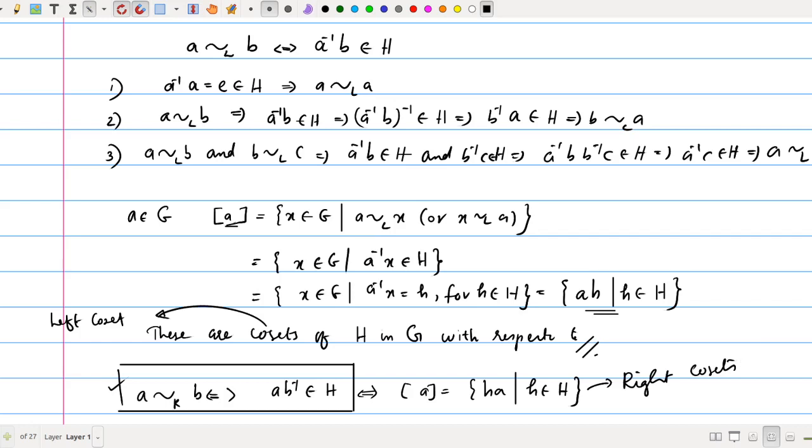Please go through the first parts of section 10, up to examples of cosets, that is up to 10.7, which also describes some examples. So please go through the first part of this section 10.